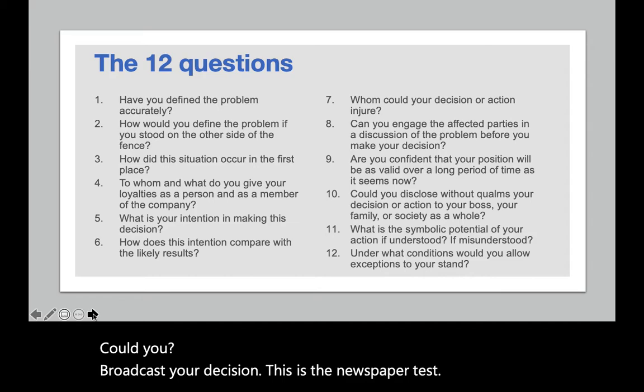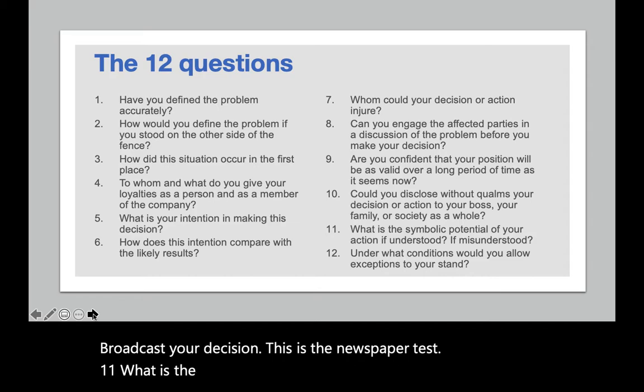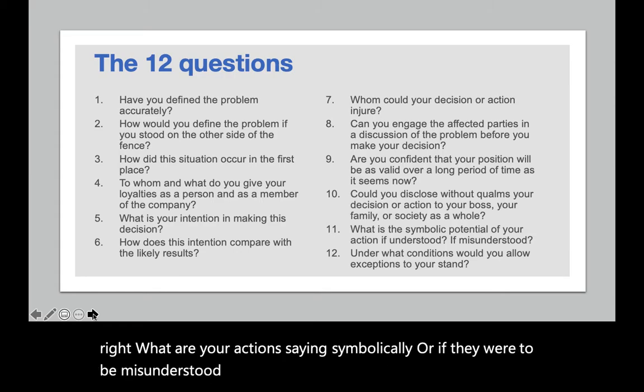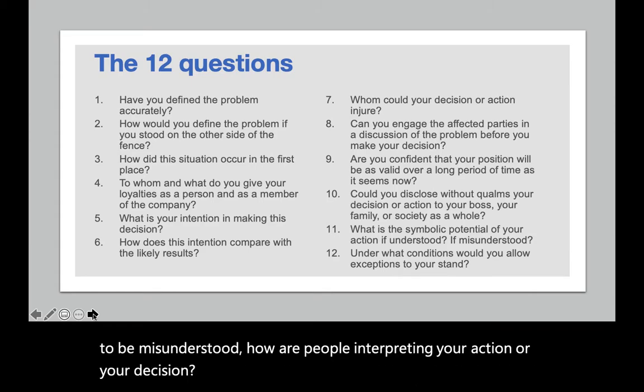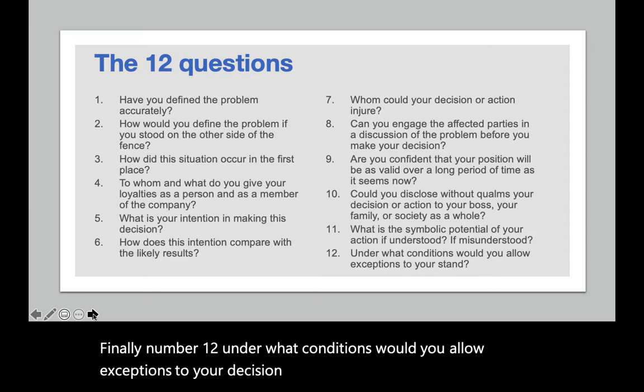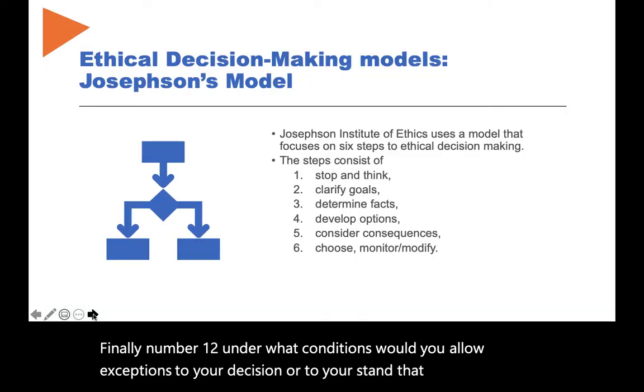11, what is the symbolic potential of your action if understood, right? What are your actions saying symbolically? Or if they were to be misunderstood, how are people interpreting your action or your decision? Finally, number 12, under what conditions would you allow exceptions to your decision or to your stand? That is the 12 questions model.